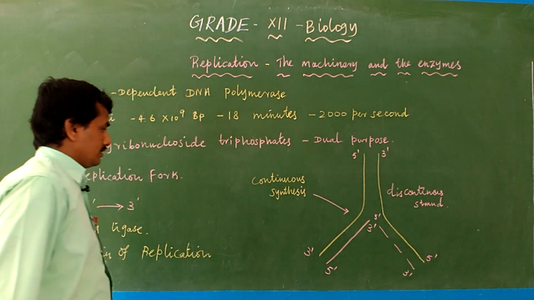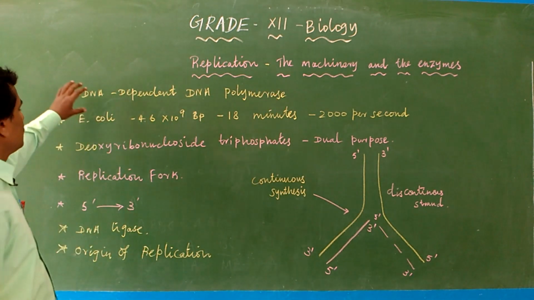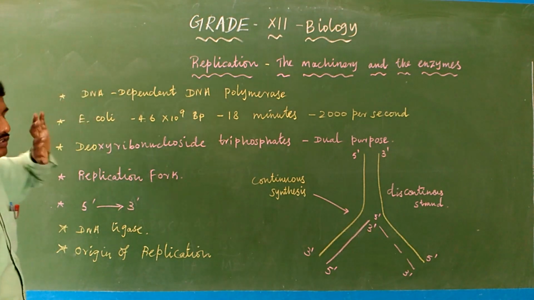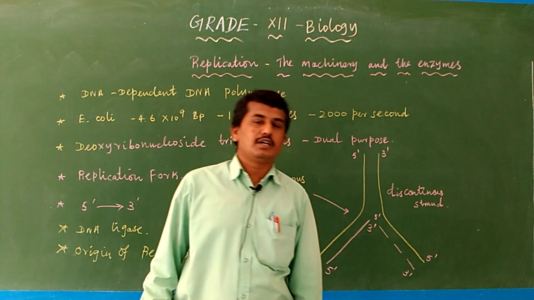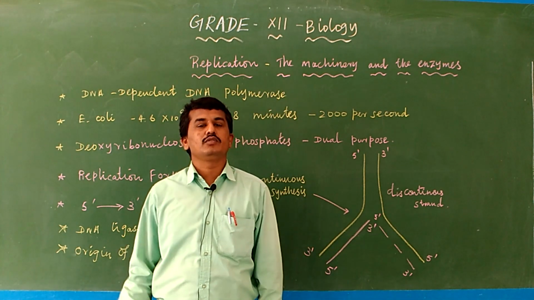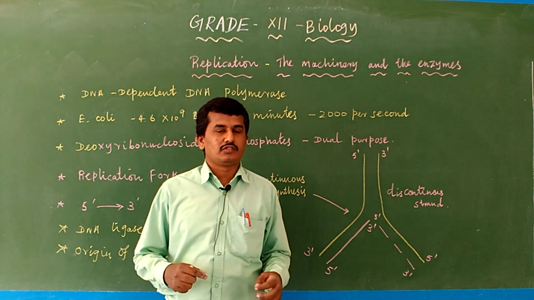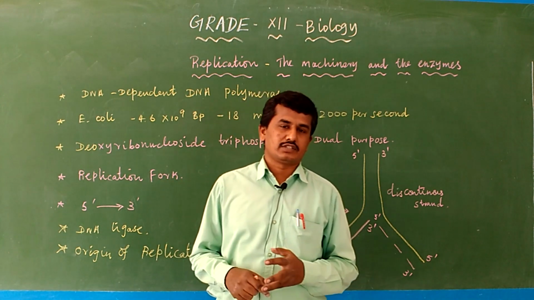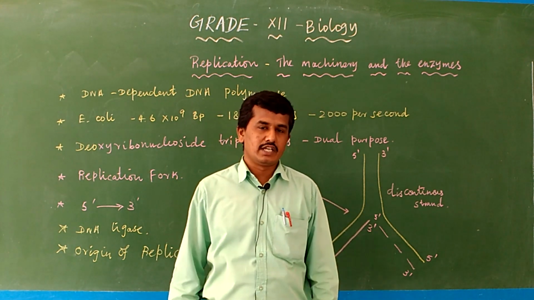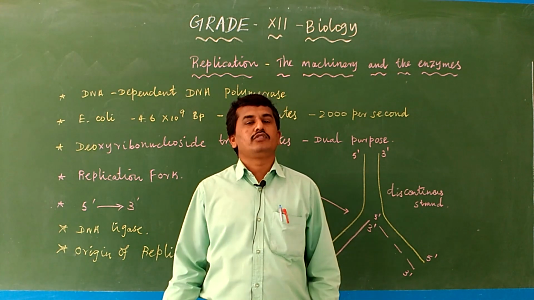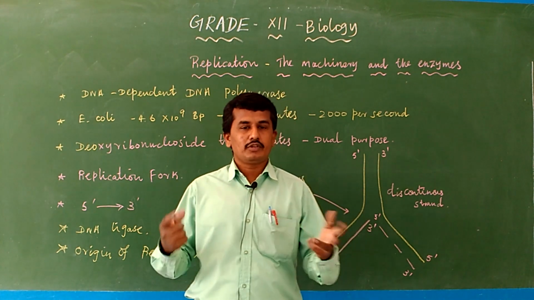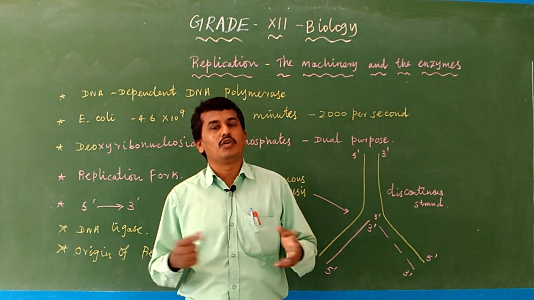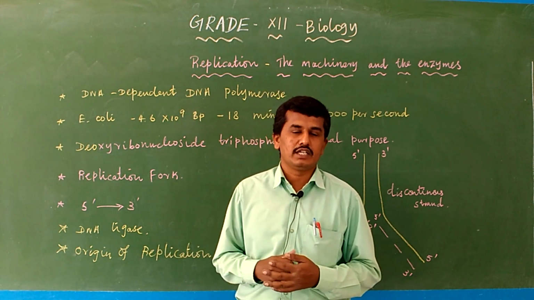Okay. And first we know that DNA is replicated. What is the use of replication? Normally, replication is important for the formation of new cells. Normally our cell contains a double stranded DNA, a double helical structure. For the formation of new cells, two DNA molecules are needed.